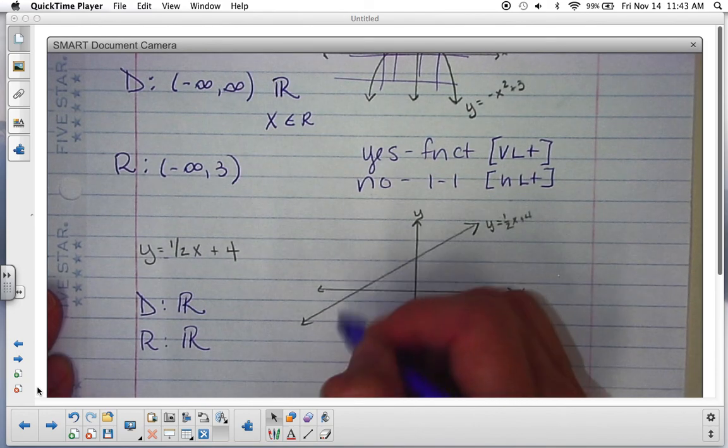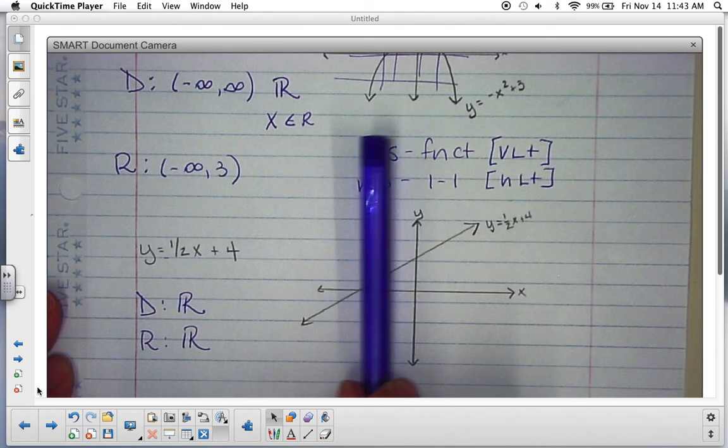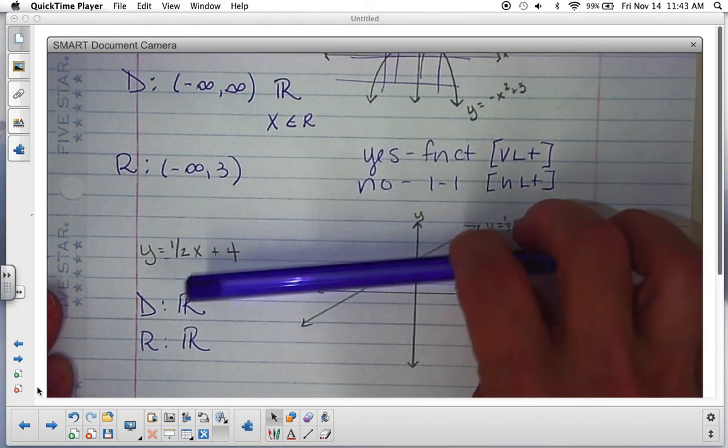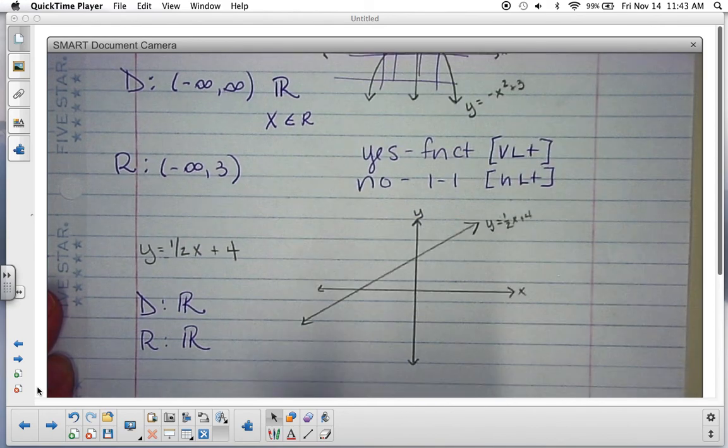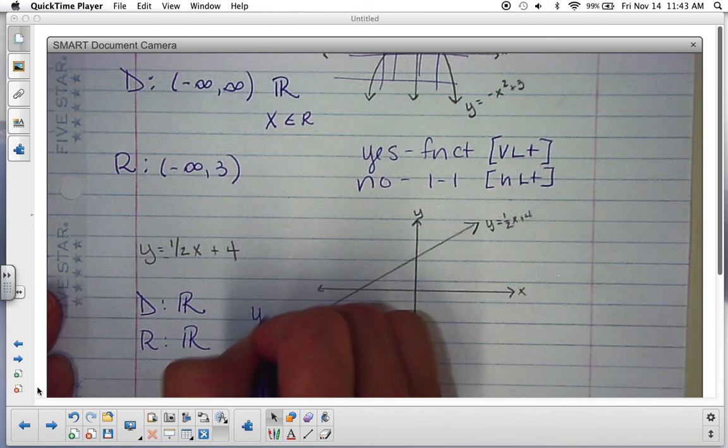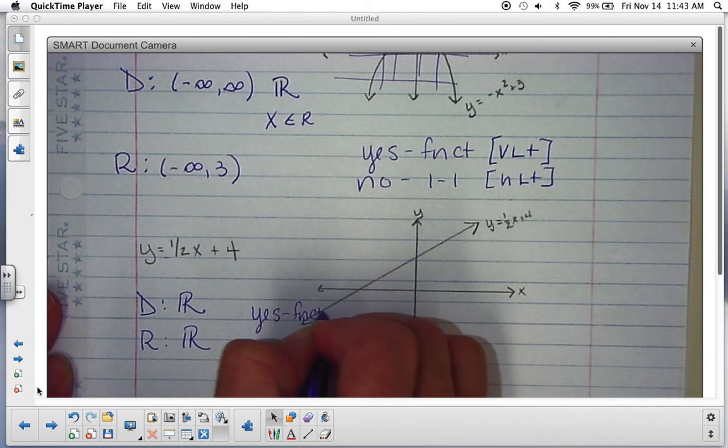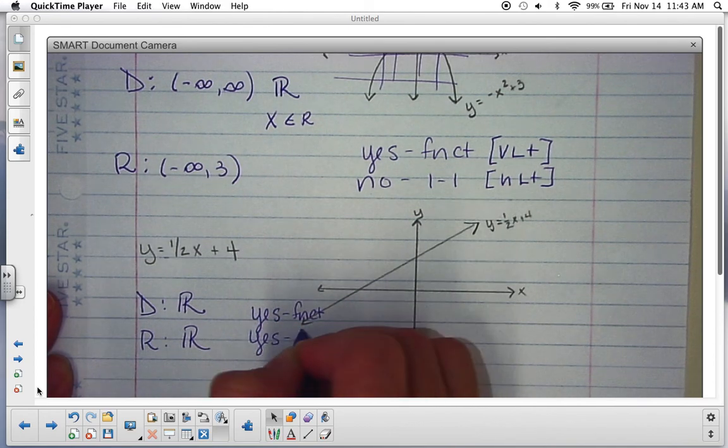And is it a function? Can you tell if that's only going to always touch once? Sure. Is it one-to-one? Yes, it is. So it is a function. And it's also yes for one-to-one.